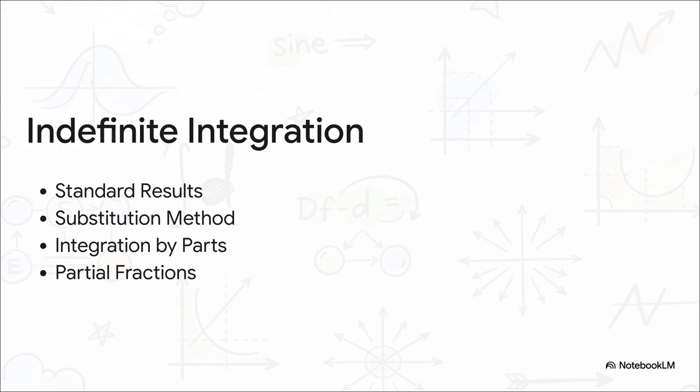There are actually only 4 core foundational methods you need to check. First, is it a standard result you should just already have memorized? Second, can you use the substitution method to simplify it? Third, do you need integration by parts for multiplied functions? Or fourth, do you need partial fractions to break down a rational expression? Seriously, when you get stuck, just run through those 4 pathways. 99% of the time, it's going to be one of them.